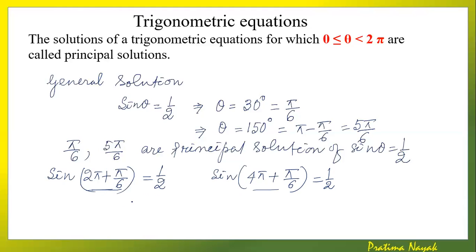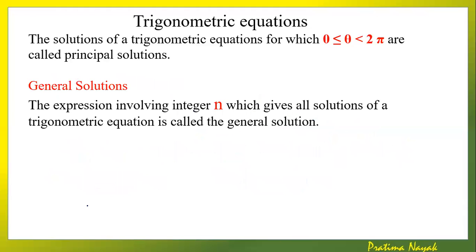So instead of all these values, we write a general solution. For general solution, we denote integers. Here 2 pi, then here 4 pi, then it will be 6 pi. Not only in these two values, there will be other values also. So many values. To represent all these values, we denote the general solution. So let us go one by one, then you will understand better. The expression involving integer n, which gives all the solutions of a trigonometric equation, is called the general solution.